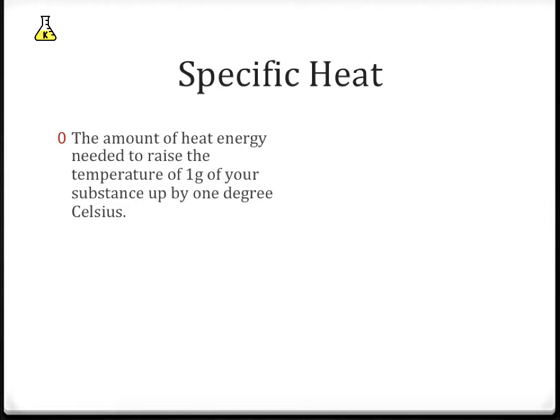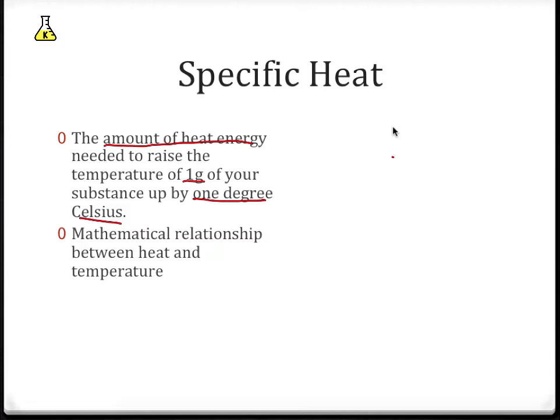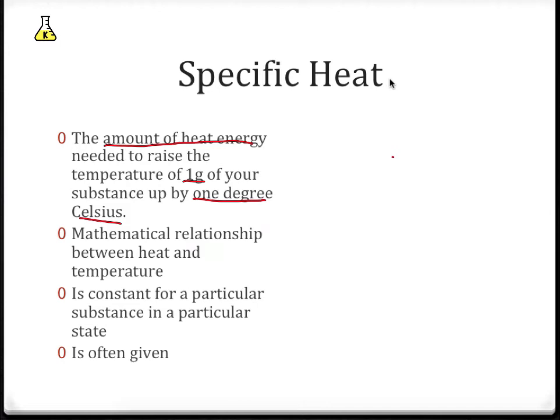So let's dive a little deeper into the concept of specific heat. It has a formal definition. Specific heat is the amount of heat energy needed to raise the temperature of 1 gram of your substance up by 1 degree Celsius. In short, specific heat is simply a mathematical relationship between the heat that you're providing and the temperature change that's going to happen as a result. Specific heat is constant for a particular substance at a particular state of matter, and specific heat is also a value that is commonly given to us.